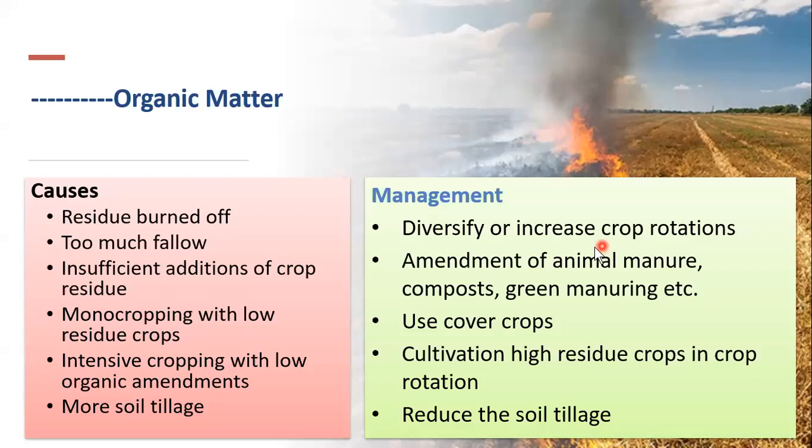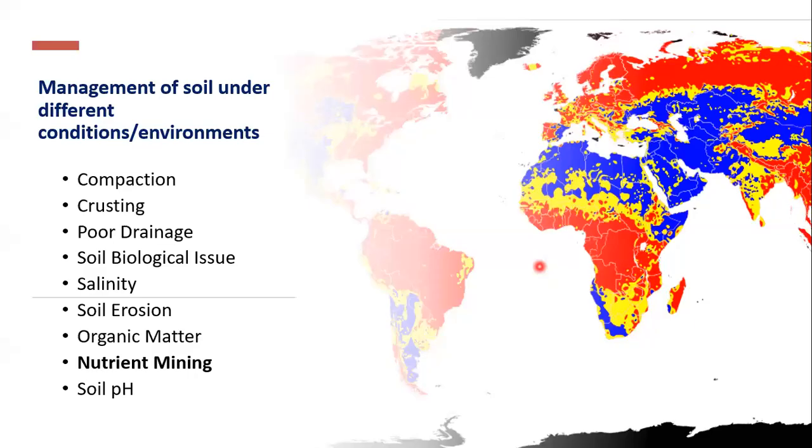Diversify and increase the crop rotations to enhance the crop residues. Amendment of animal manure, compost, green manuring, cover crops, cultivation of high residue crops in crop rotation, reduced soil tillage. So all these are overlapping, because we have related issues. That's why the management practices will be overlapped. And it is also a good thing that if you are working on one issue, then you are solving the other issues as well.